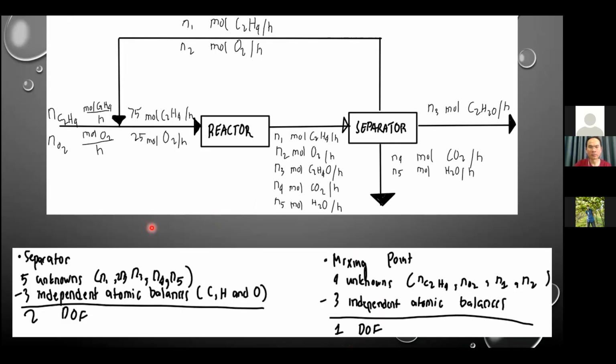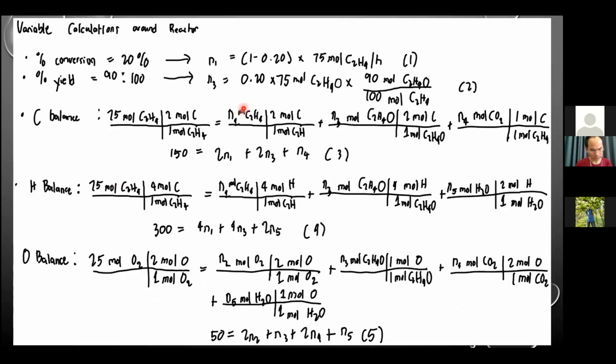So the ideal thing that we do here is solve the unknown variables in the reactor, and after we are done solving this, we can next transition to solving for NC2H4 and NO2 in the mixing point. So we're going to solve the reactor first, and after that we're going to solve the unknowns of the mixing point also. So what we'll be doing next is the variable calculations around the reactor.